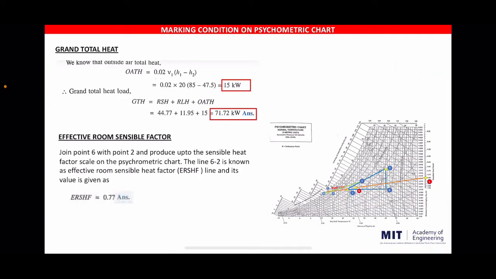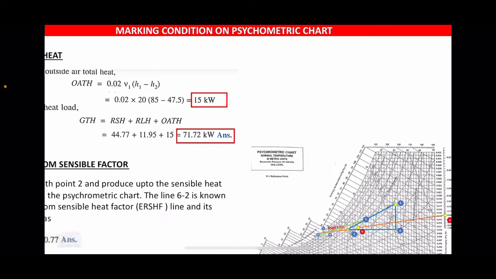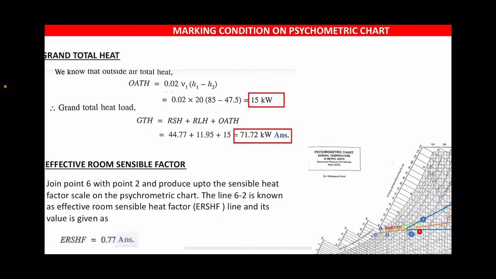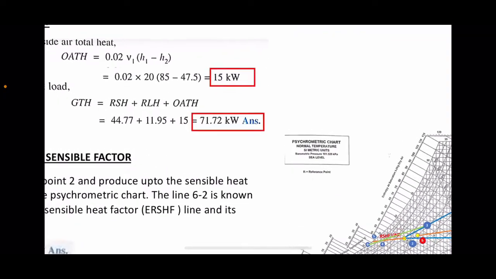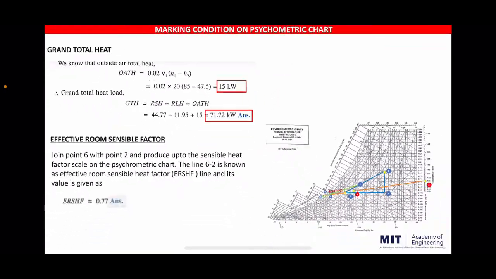Now we have to calculate the grand total heat. We can consider the outside total heat, which in the formula is 0.02 infiltration of the air multiplied by the enthalpies. So we are getting the outside air total heat as 15 kilowatt. Then we are also finding the grand total heat. The grand total heat is the sum of the room sensible heat plus the room latent heat plus the outside heat. Addition of all of this gives us the grand total heat load, which is around 71.72 kilowatt.